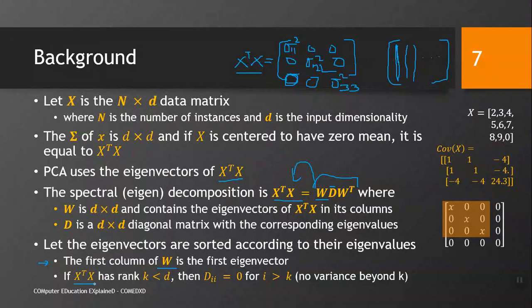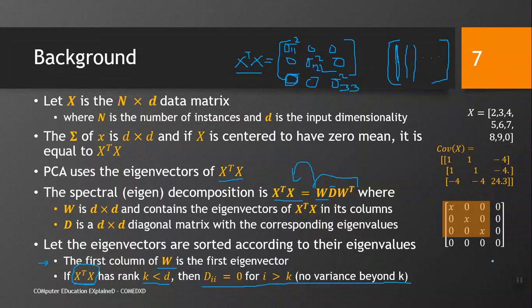If X transpose X has rank k less than D, for example, if we make our covariance matrix in such a way that it has a small number of dimensions as compared to D, then all D_ii for i greater than k would be 0, which would be beyond k.